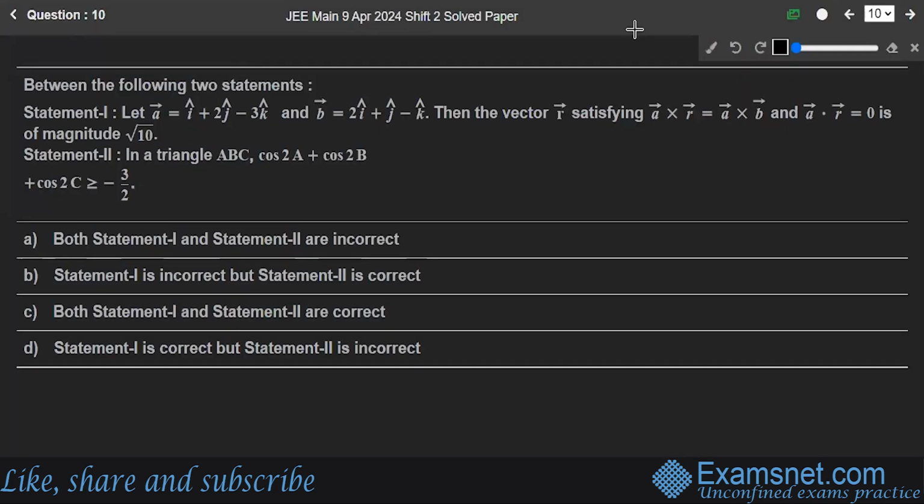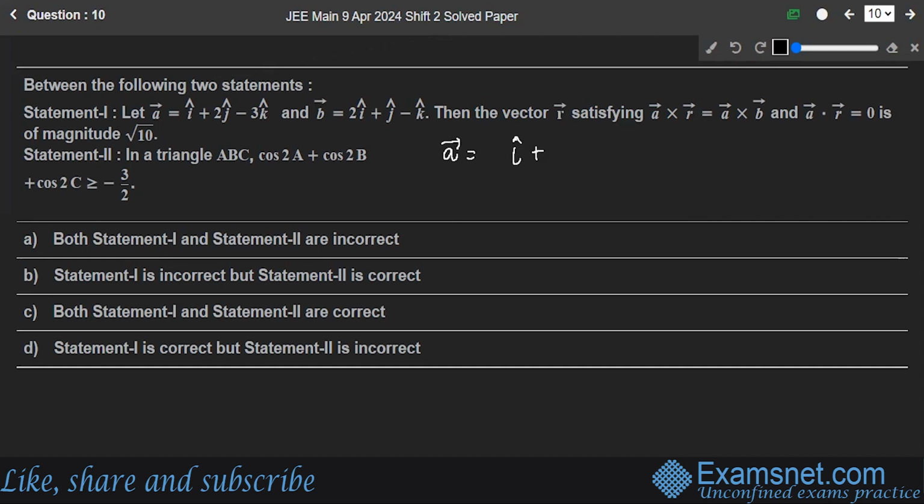Question number 10, between the following two statements. This is the first statement. It says let A be this vector and B be this vector. Then the vector R, which is satisfying A cross R is equal to A cross B vector, and the dot product of A and R is equal to 0, is of the magnitude root of 10. So you are given two vectors. I'll talk about the statement two later. First is the first statement.